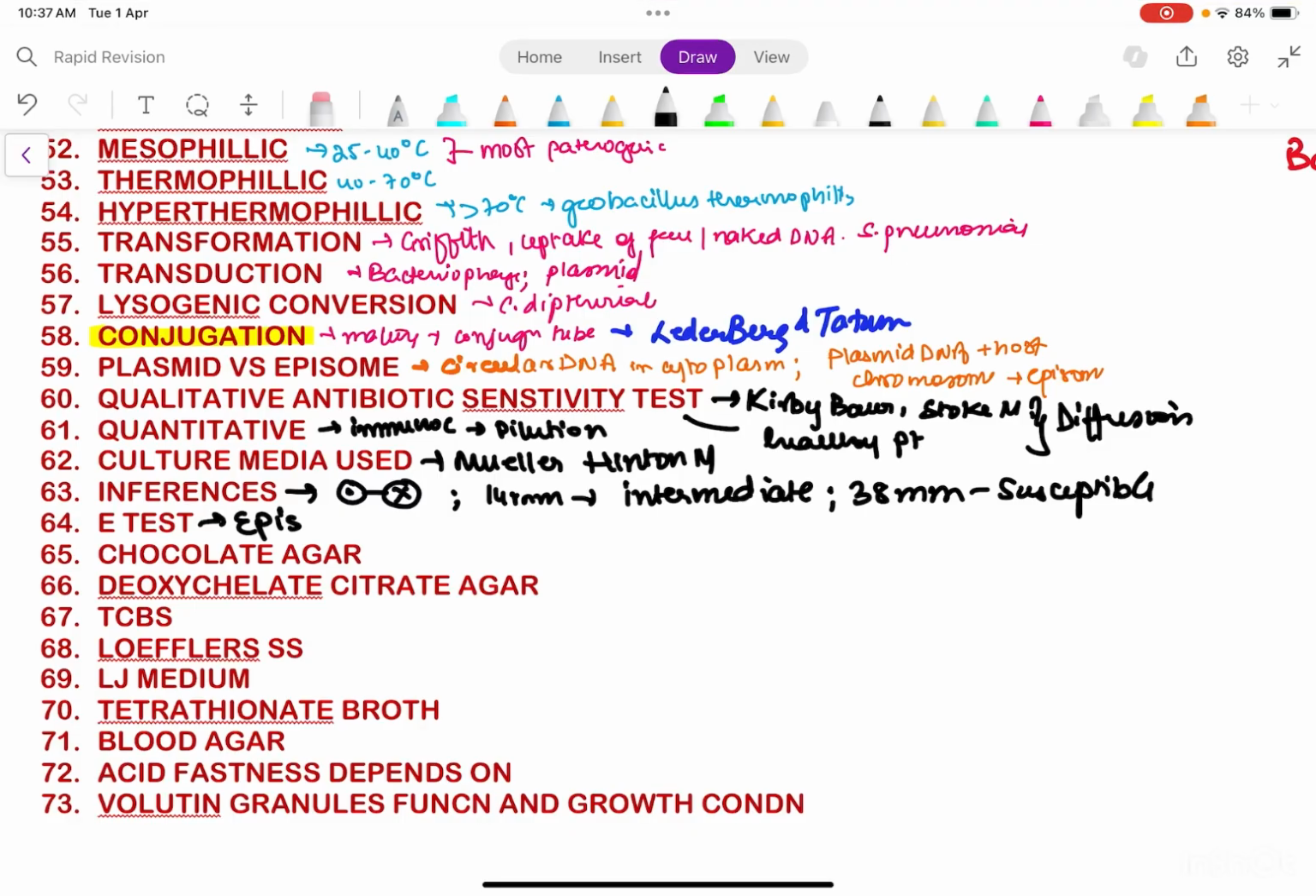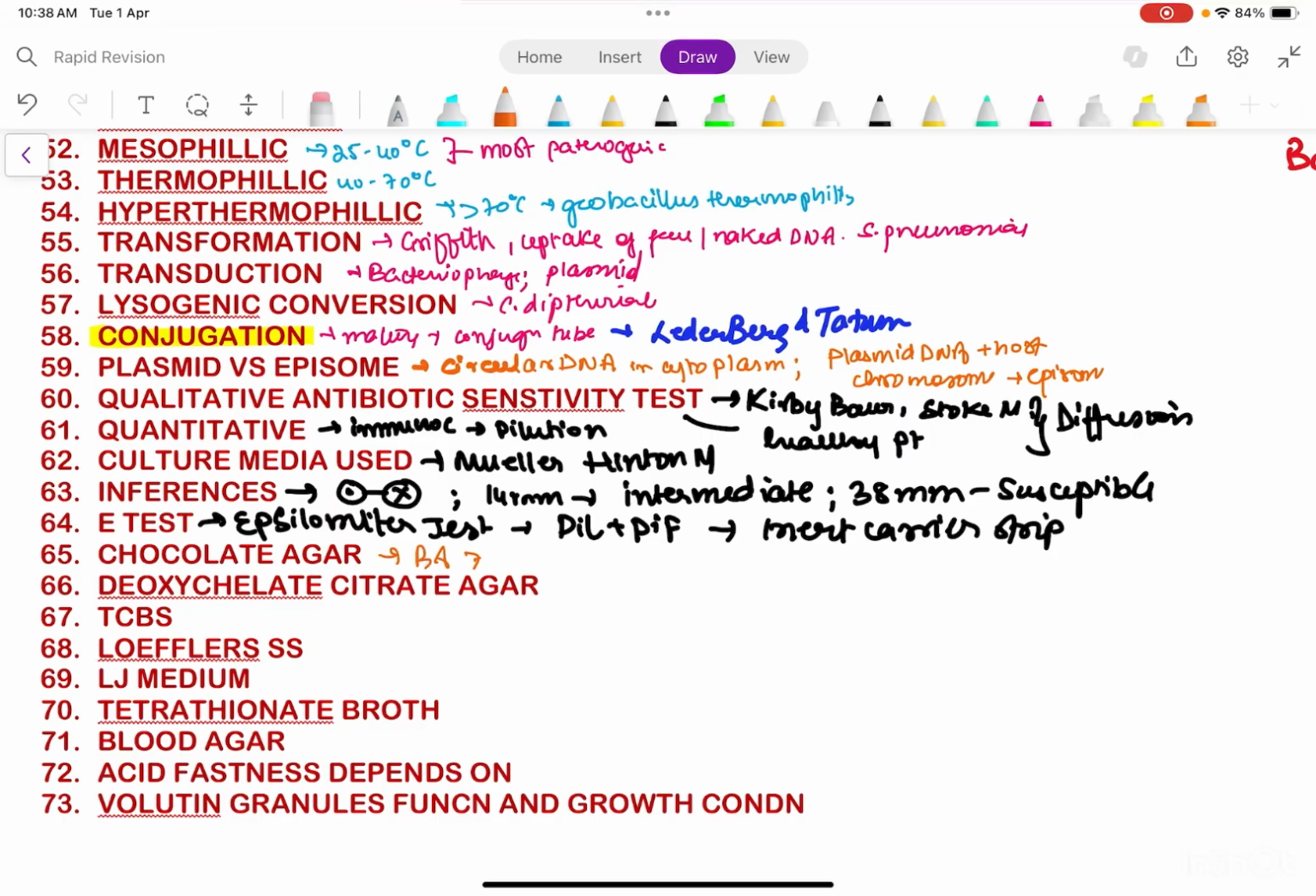E test, this is recent, it is called the epsilometer test. It's like a combination of dilution plus diffusion. In this you use an inert carrier strip.